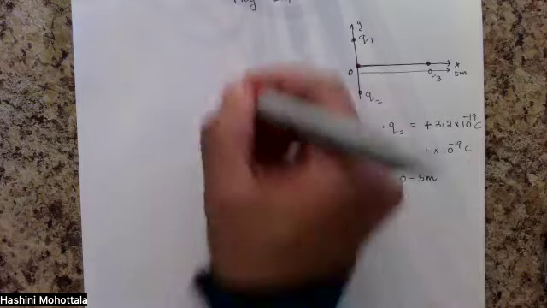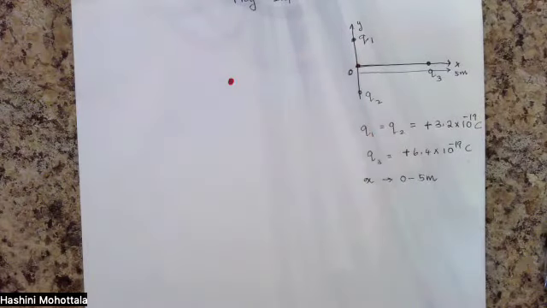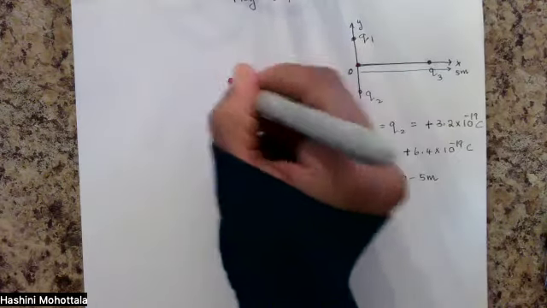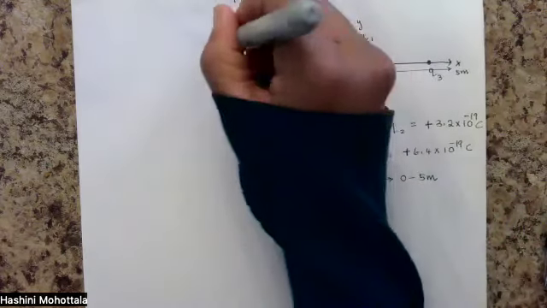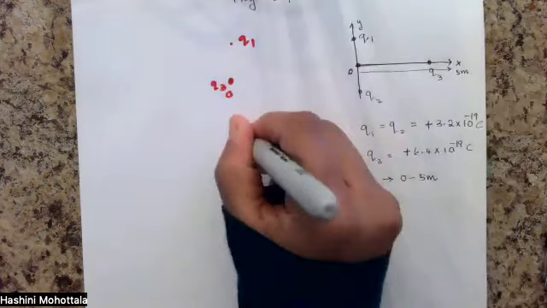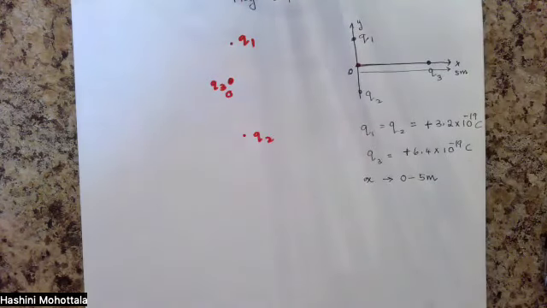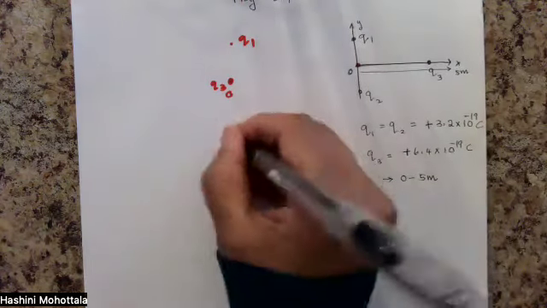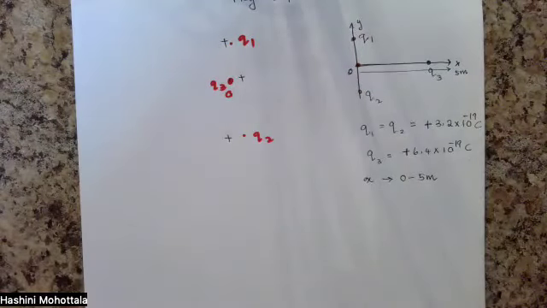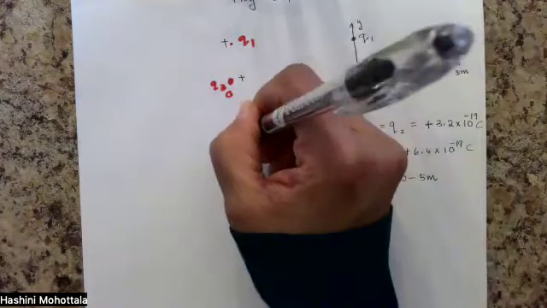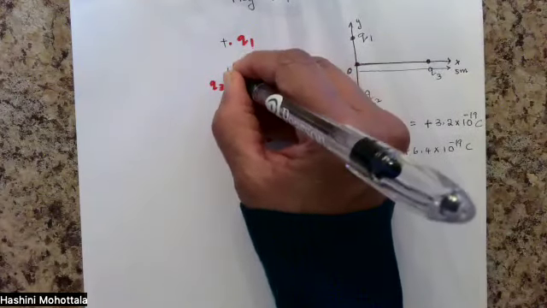Q1 and Q3. So let me actually draw that point. This is where we are now, the 0 point. And then I place the Q3 over here. And then Q1 is up here, Q2 is down here. And they are all positive charges. This is a positive, that's a positive, and this is a positive as well. Right? So because of Q2, Q3 will experience a force.